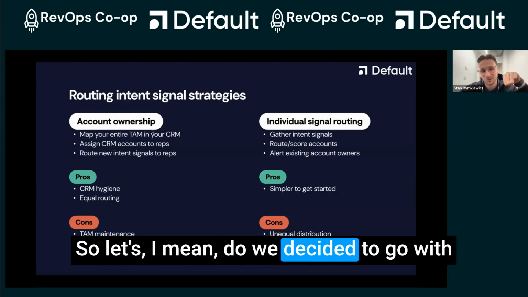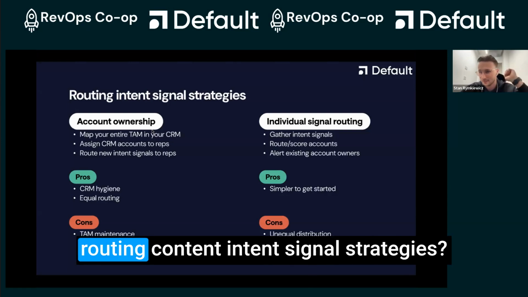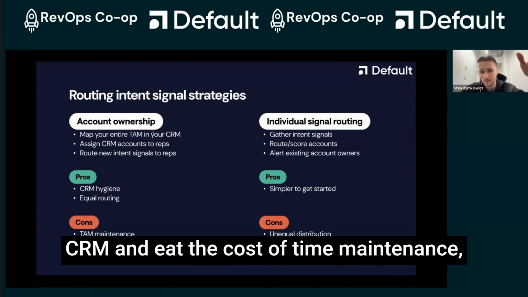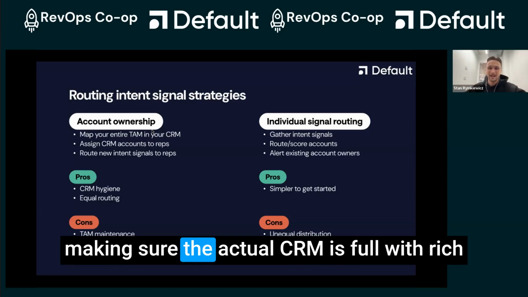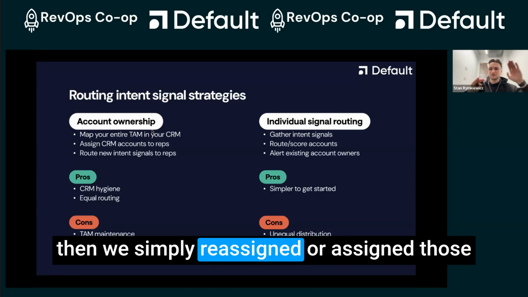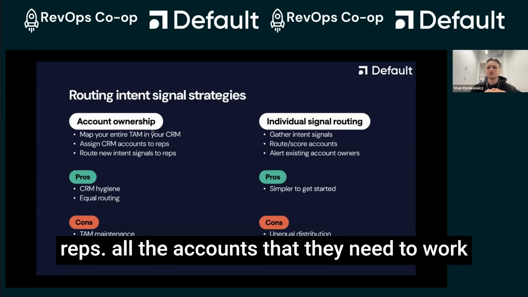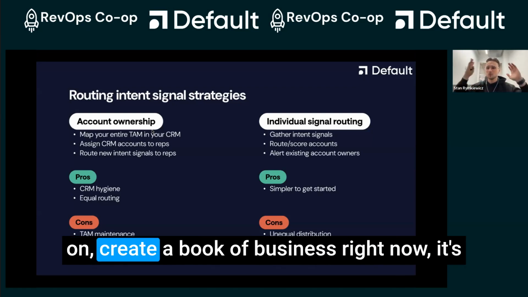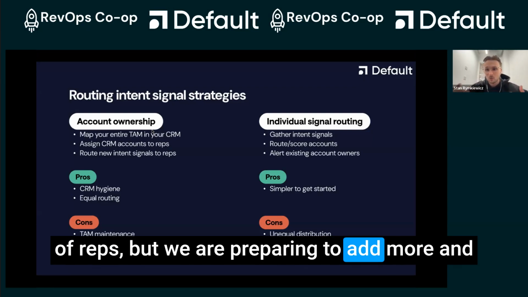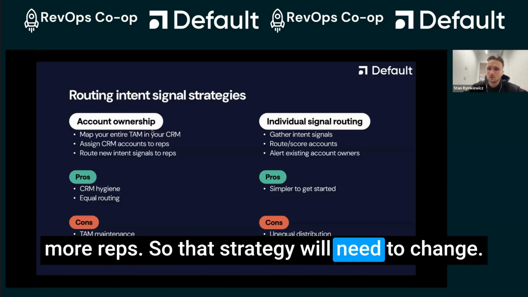We decided to go with the account ownership route in terms of routing intent signal strategies. For us, we decided to map our TAM into CRM and eat the cost of TAM maintenance, making sure the actual CRM is full with rich accounts that are always updated. And then we simply assign those reps all the accounts that they need to work on, creating a book of business. Right now, it's quite simple because we only have a handful of reps, but we are preparing to add more and more reps. So that strategy will need to change.